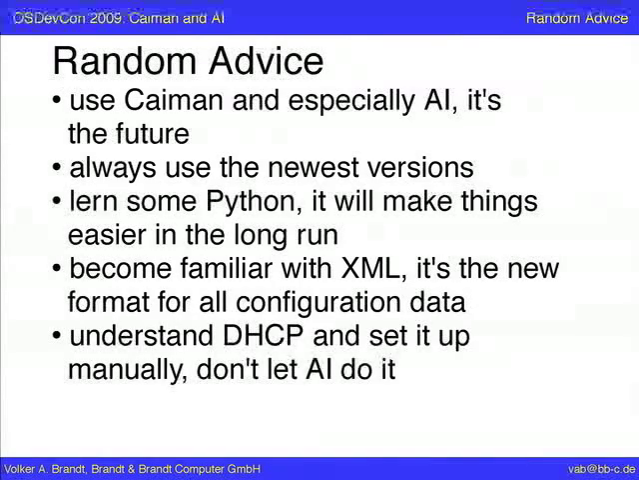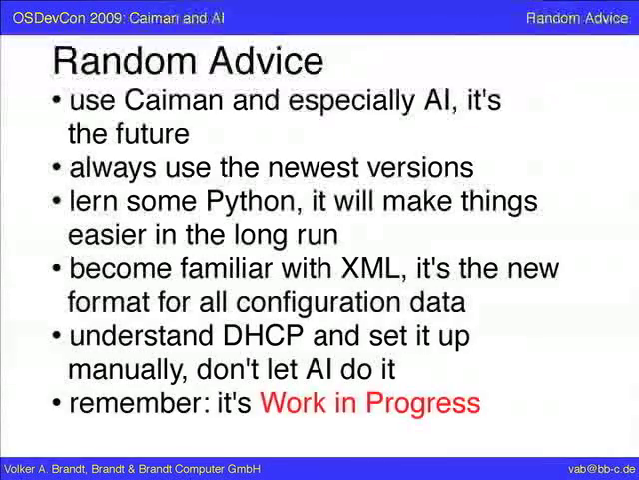And understand DHCP, and don't let the AI setup do this. Don't let it do the DHCP setup, because this is a cause for errors. This is complicated. Learn about DHCP. It's not so bad. It's a couple of commands. Understand what you're doing. Define the macros yourself. You will be very happy because you will have saved yourself lots of debugging time. They've merged this together because DHCP is a requirement for AI. Don't do it. Just let it complain that it's not configured and configure it manually. It's much, much better. And remember, it's work in progress.